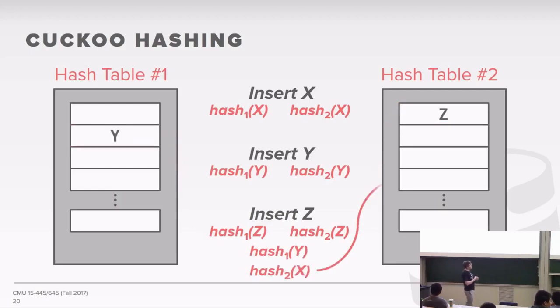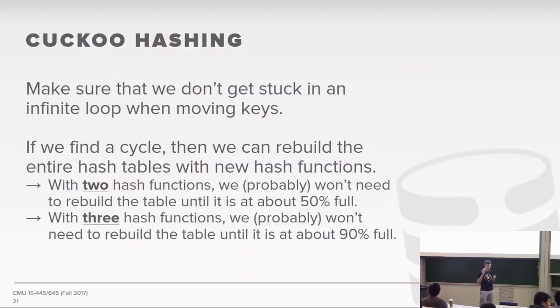so as I said, again, we need to keep track of when we do an insert, what was the thing we actually inserted, so if we come back around and we try to reshuffle that thing again, then we know that we're stuck in an infinite loop, and then we essentially have to rebuild the entire thing, right? There is some math involved to say what's the probability that we're going to have to rebuild based on the fill factor of the hash table. With two hash functions and two hash tables, the math says that you're probably not going to have to rebuild the table till it's about 50% full. With three hash functions, you probably don't need to rebuild it until it's about 90% full.